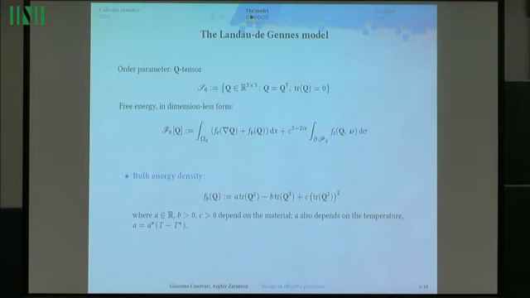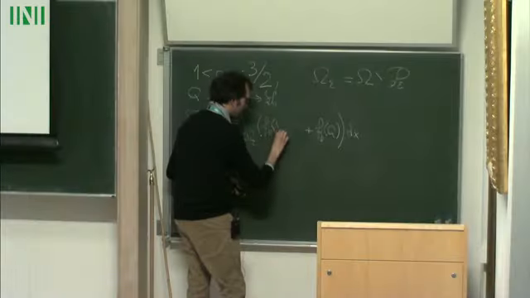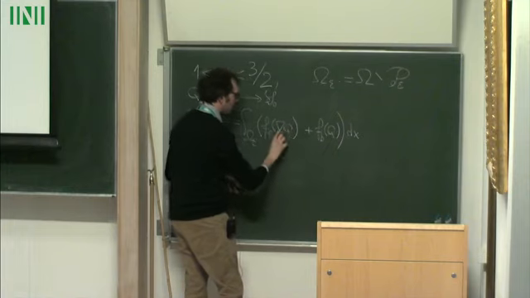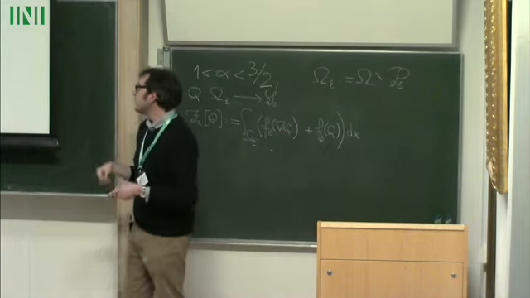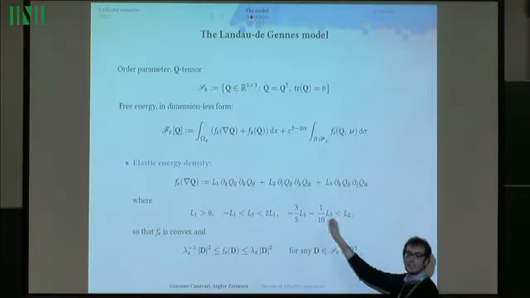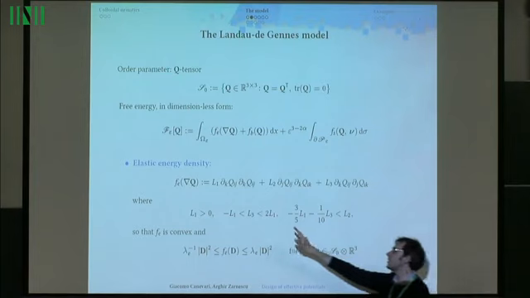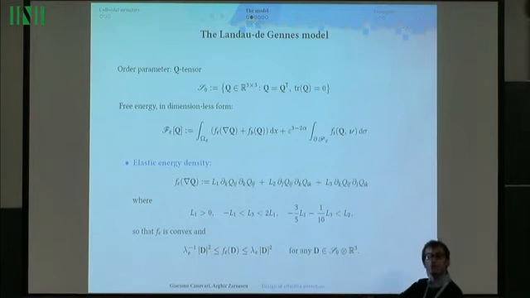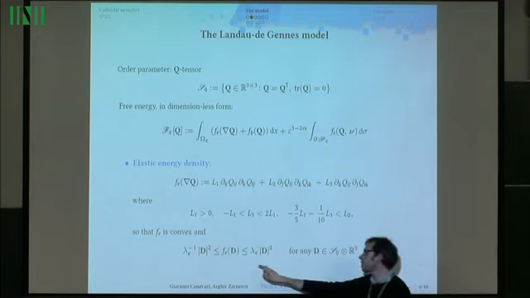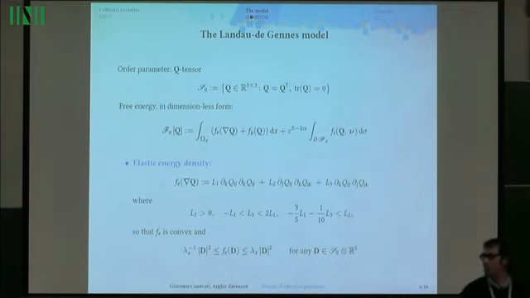But we also have an elastic term depending on the gradient. And this will be a quadratic polynomial in the gradient, so there will be three elastic constants, L1, L2, and L3, that are constrained to satisfy some inequalities, so that the elastic energy density overall is a convex function, and it is bounded from below and above by the gradient square. It is comparable with the gradient square, and that's required for the mathematical analysis.